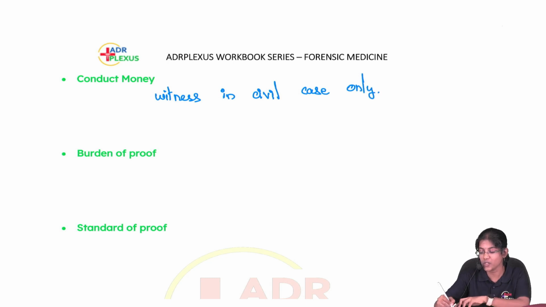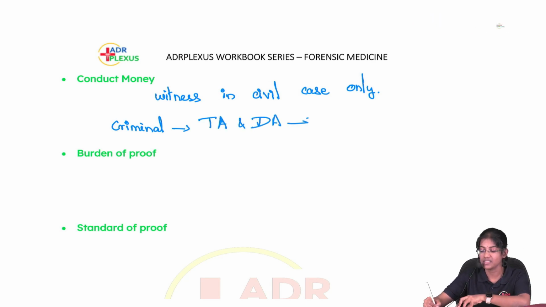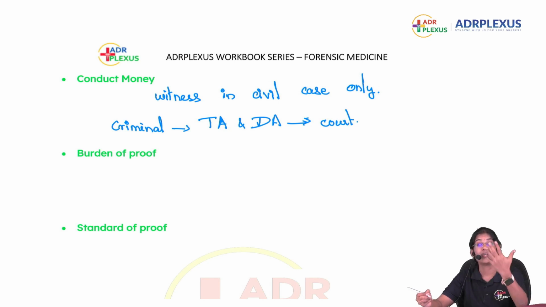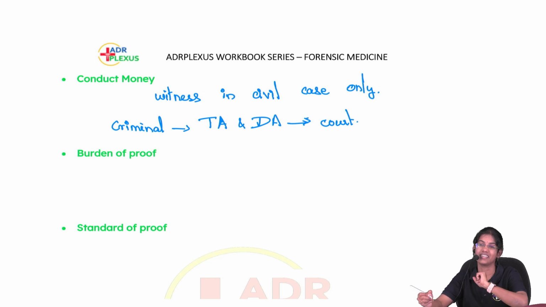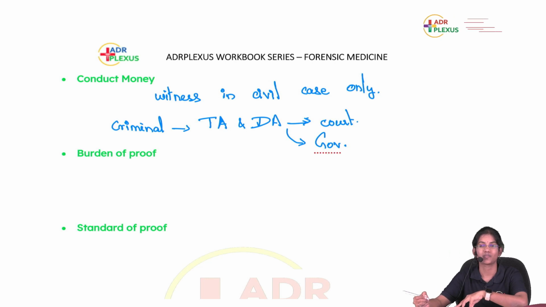Now, what happens to criminal cases then? In criminal cases, you can get a TA and DA, travel and dietary allowance. It's given by the court. Again, it may or may not be given by the court, because we all, as citizens of India, are supposed to go and give evidence, right? So in criminal cases, TADA is given by the court. If we are government employees, the government can pay us also.